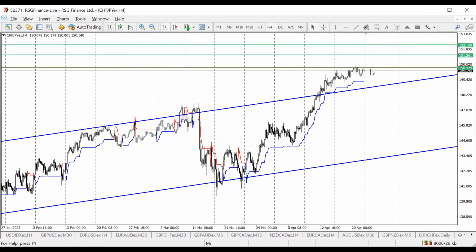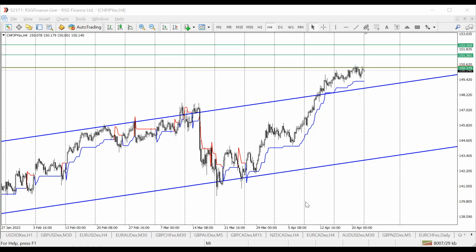Don't forget, we could have some correction for price to make a bounce before achieving this target. If you're using the Trend Rider Pro indicator, you see that this has been showing us that we've been on a bullish rally on the Swiss franc, Japanese yen for the past 2-3 weeks now.